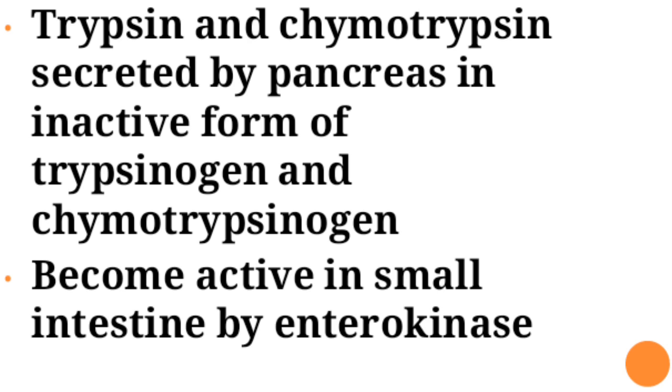Trypsin and chymotrypsin are proteolytic enzymes secreted by the pancreas in the inactive form of trypsinogen and chymotrypsinogen, which become active in the small intestine by enterokinase. These are secreted in the inactive form in order to prevent unwanted destruction of cellular proteins in the pancreas.